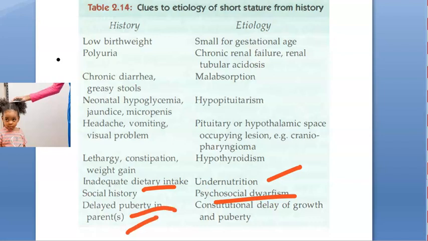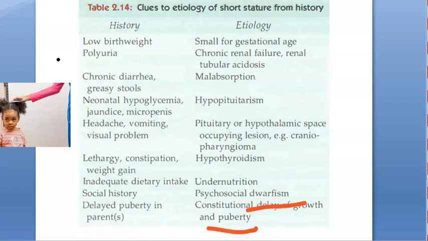There's a delayed puberty in the parents itself, constitutional delay of growth and puberty, but later in life, these people will catch up, they are saying. Okay. So these are about history. Then there's one more here.